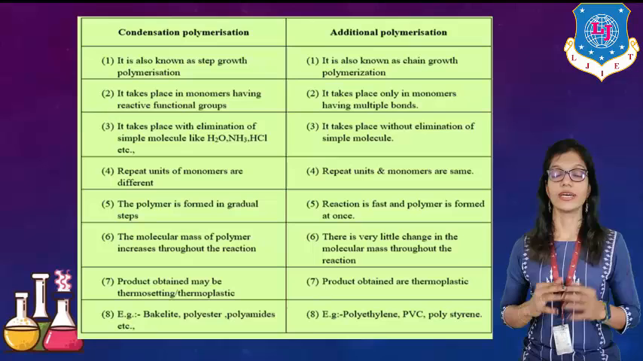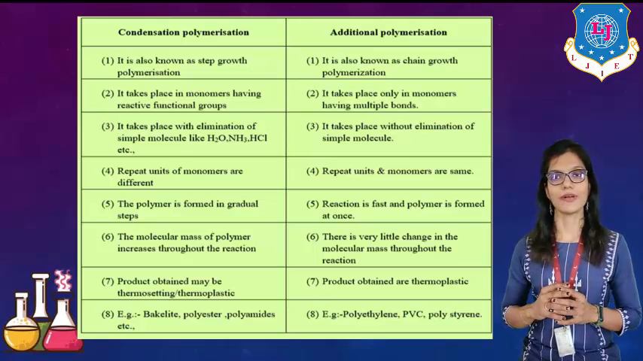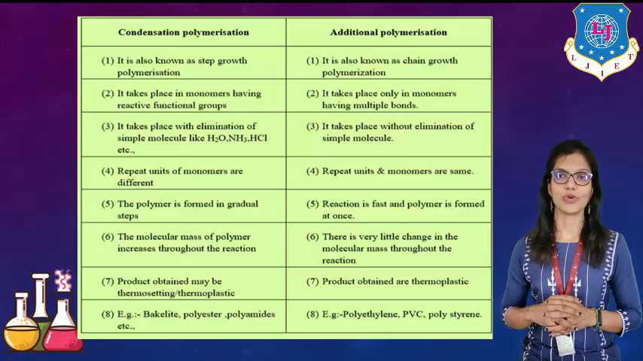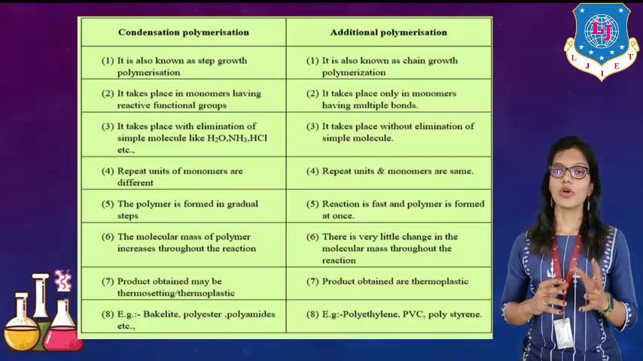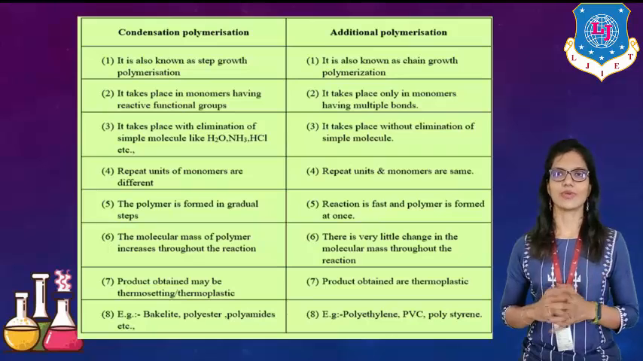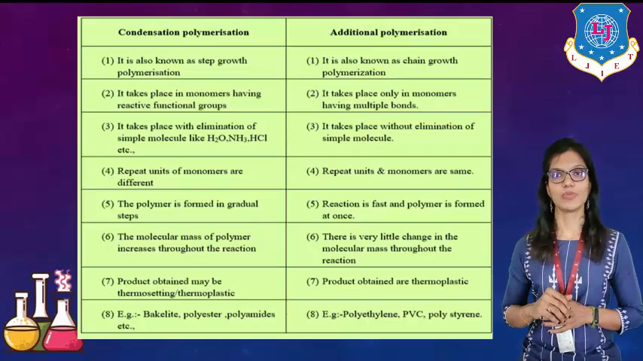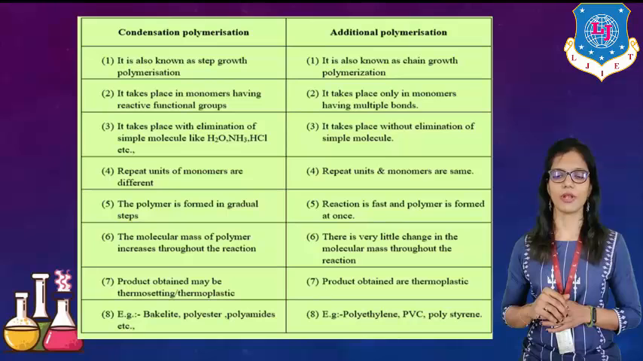Afterwards, we have the examples. The examples for condensation polymerization include bakelite, polyester, polyamides, etc. In addition polymerization, we can take examples of polythene, polyvinyl chloride and polystyrene.